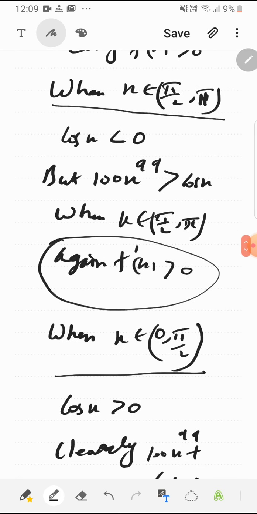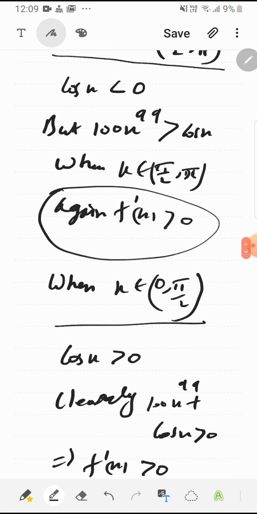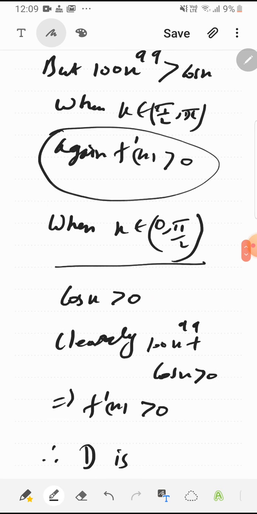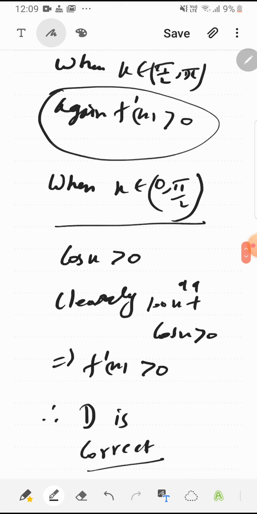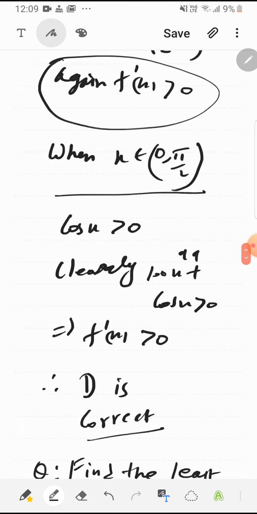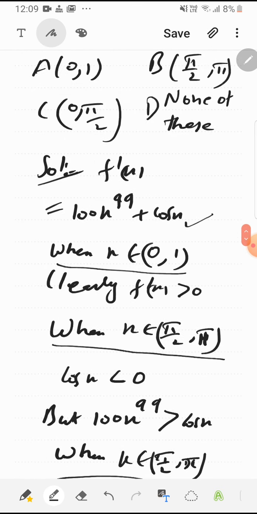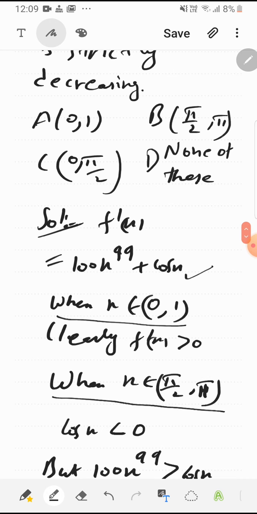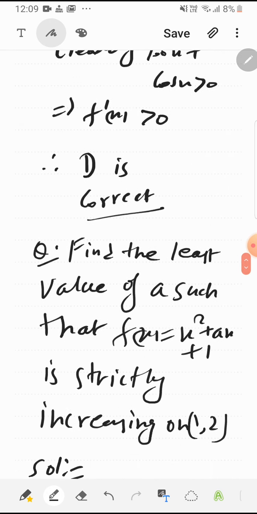In the third option, again open interval 0 to pi by 2, cos is positive, and of course 100 into x raised to the power 99 is positive. That means the derivative is again greater than 0. So in all three options it is greater than 0, or increasing, so option D is correct, which is none of these. That means it is increasing everywhere in these three intervals.